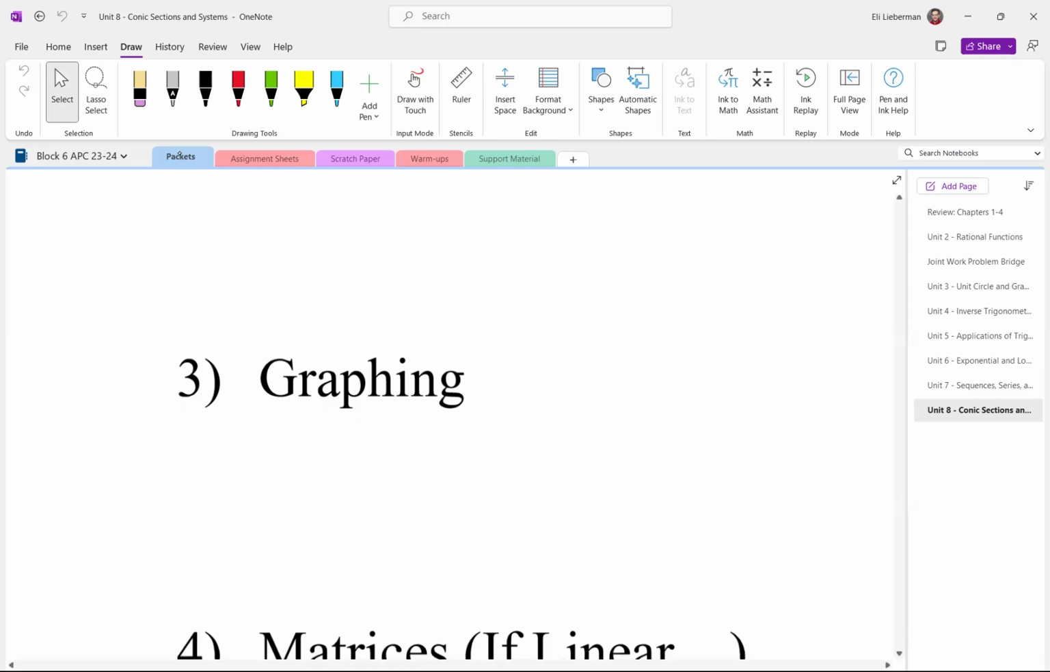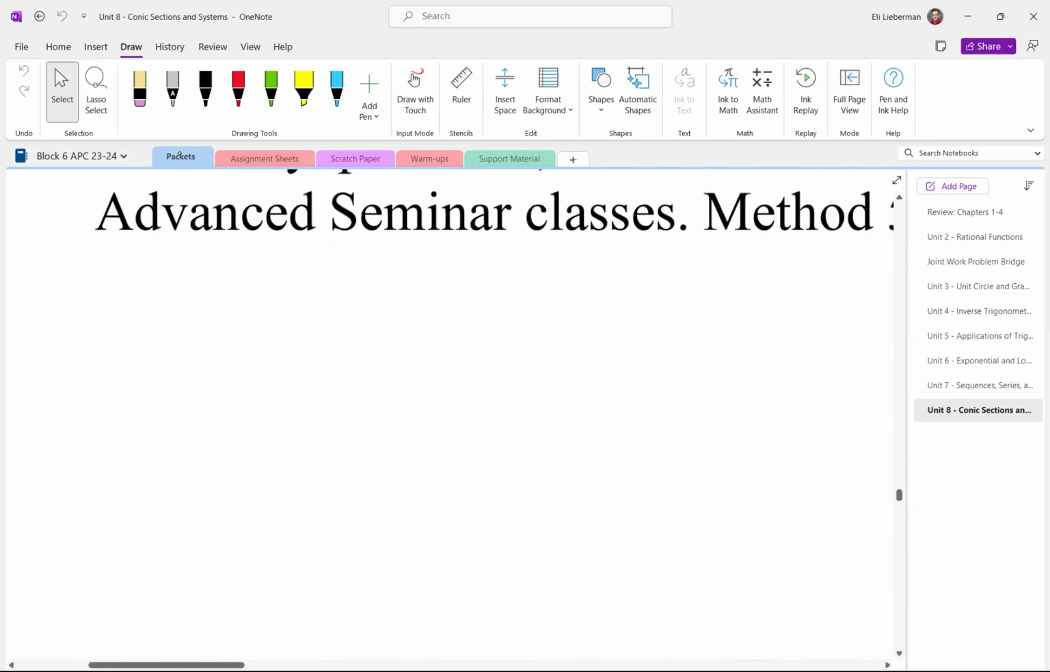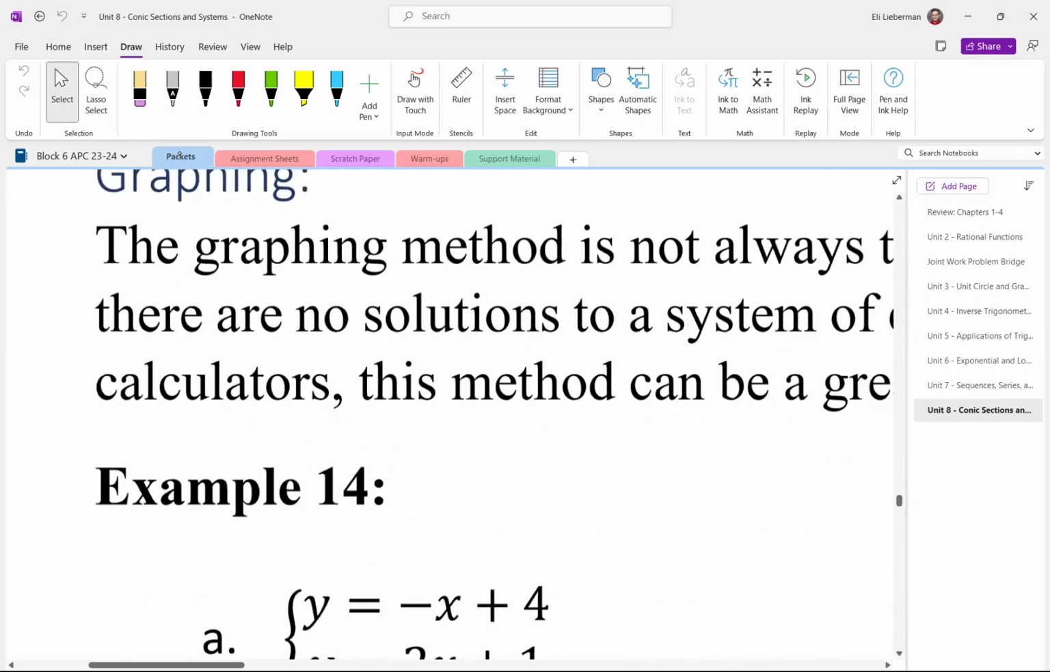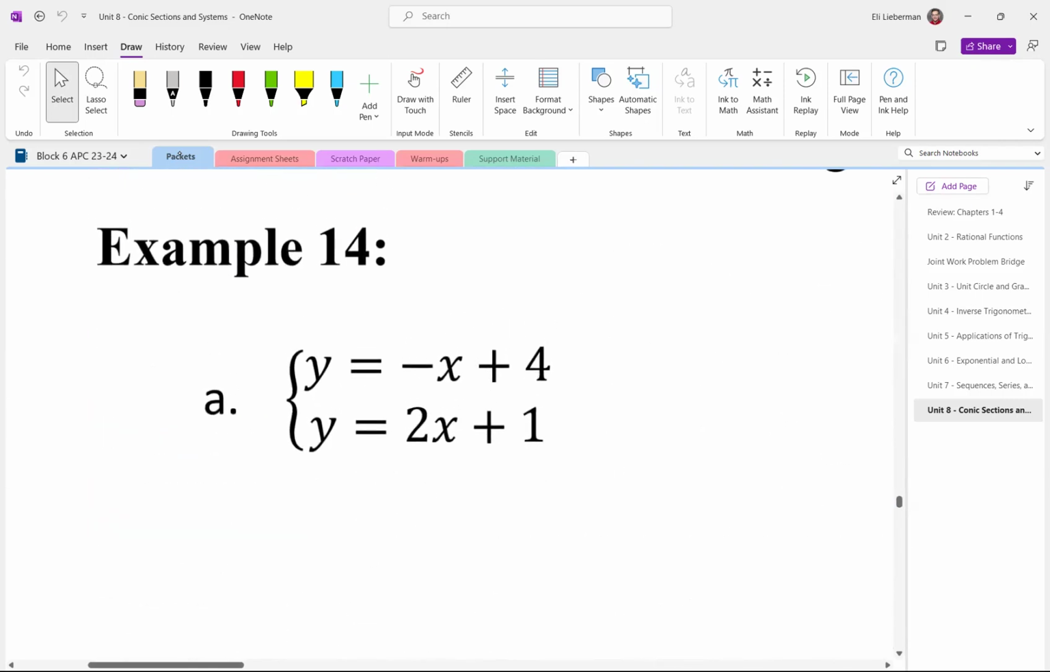If you have a calculator, let's do a couple problems. Make sure you know how to use your calculator to do this one. If you weren't using the graphing method, what would be a good method? Substitution. Since y is equal to this, just substitute it over here so the expressions are equal to each other. But we're using the graphing method.